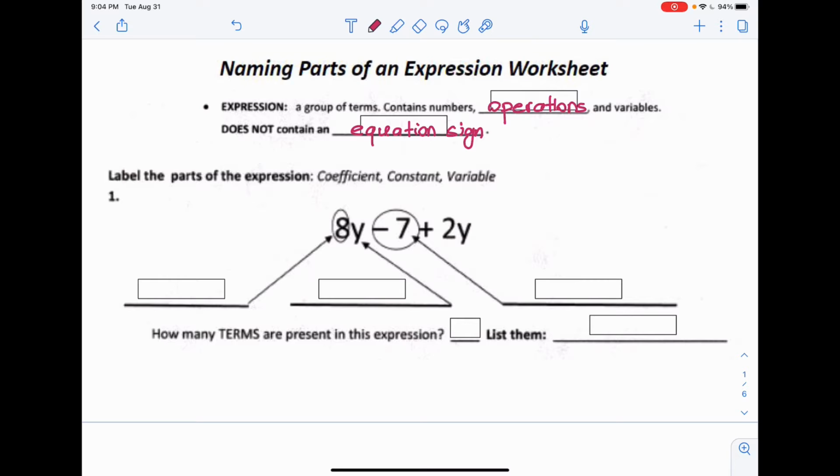Label the parts of the expression 8y minus 7 plus 2y. Here, 8 is the coefficient, and negative 7 is the constant, and y is the variable.